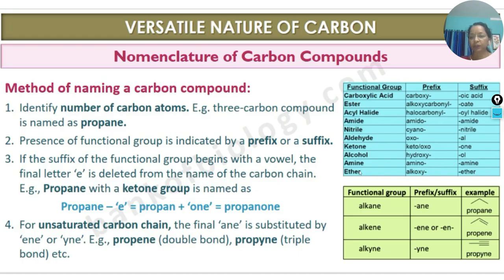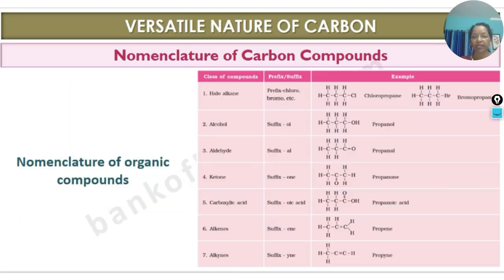For amine we don't have to study it. Then there is halogen. Halo is coming as a prefix, not as a suffix. Only halo is coming as a prefix, meaning starting with the halo, chloro, bromo, like that. Then we'll study how to name, taking a few examples.